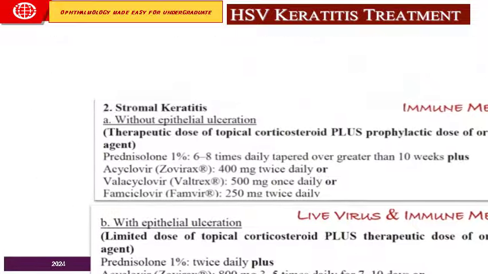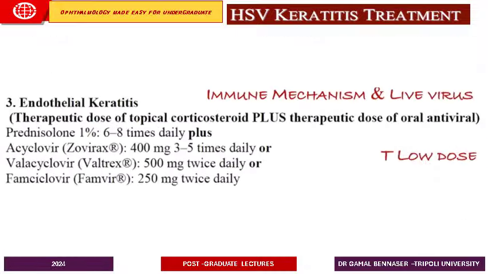Now, in case of the presence of endothelial involvement, that's endothelial keratitis, as we said before, this is mainly an immune mechanism, but sometimes with mild live viral replication as well. So since it is an immune mechanism, we need to use the therapeutic dose of topical steroids, that is the 1% prednisolone 6 to 8 times daily. And then we use along with it the therapeutic low dose of oral antiviral in the form of 400 acyclovir or 500 valcyclovir or 250 famciclovir.